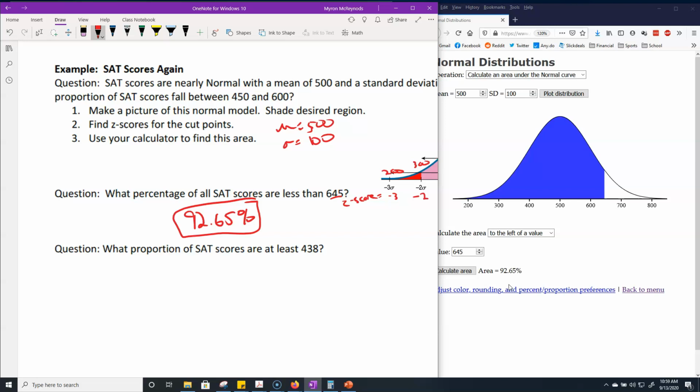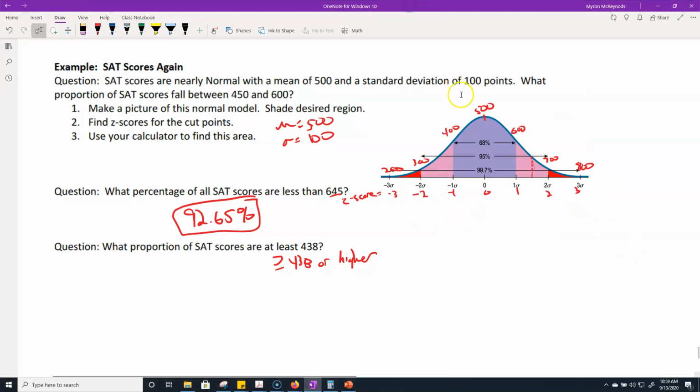So what percentage of SAT scores are at least 438? So 438 or higher, right? So greater than or equal to 438. That should be most of them, right? Because 438 is a really low score. It's right here, and most scores are higher than that. Not like 90-something percent or anything, but most scores are higher than 438. So let's take a look and figure that one out.